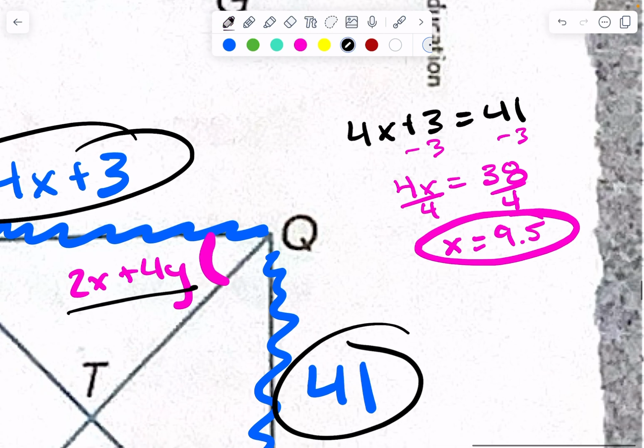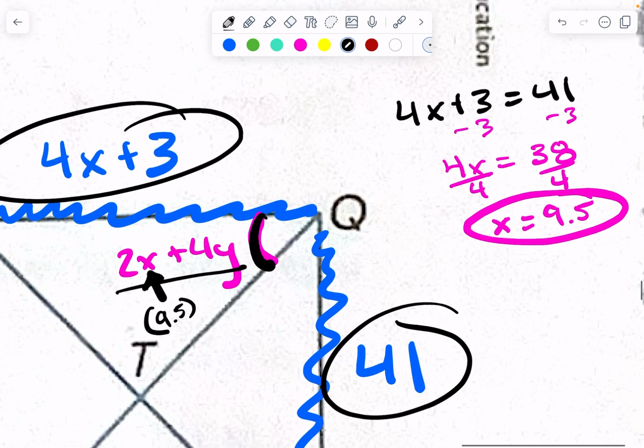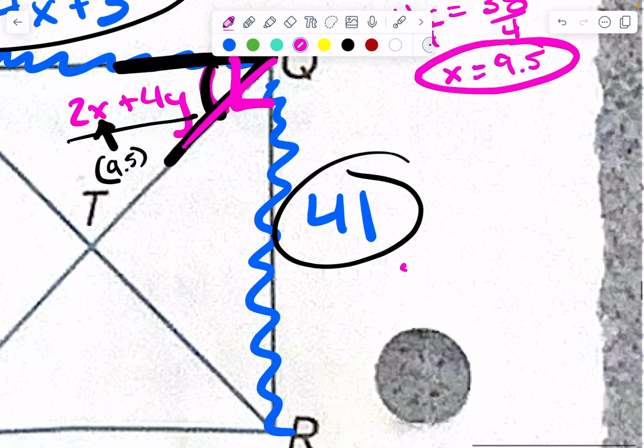Now, here's the deal. This is this top angle. Do I know how big this top angle is? 45. Yes, if this is a square, then this has to be a 90-degree angle, and that's cut in half. So this would have to be equal to 45. So 2 times 9.5, I'm going to plug that in for x, plus 4y equals 45. That's what I've got going on here, and I'm solving.